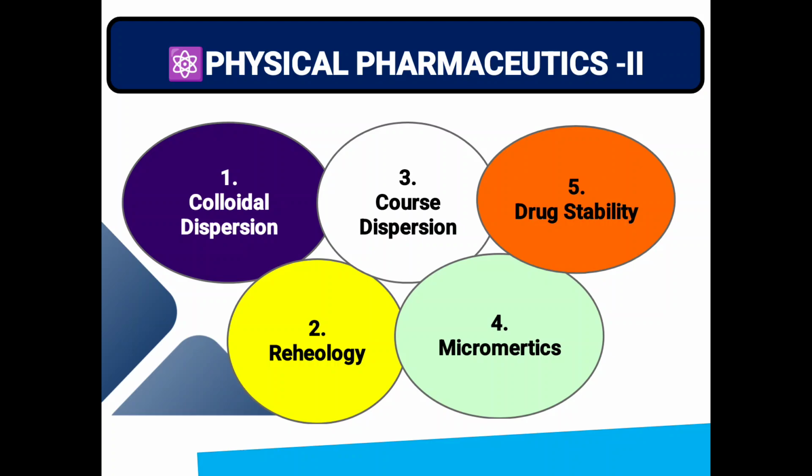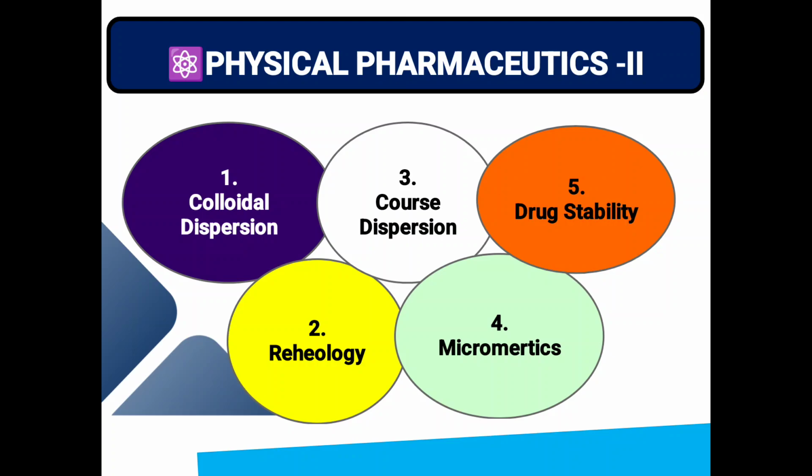Second, colloidal dispersion. Dispersion is a two-phase system. Colloidal dispersions are two-phase, or biphasic, systems in which one solid is dispersed in a liquid medium. Coarse dispersion, for example, is suspension and emulsion. The basic difference between colloidal dispersion and coarse dispersion is size. Colloidal dispersion we cannot see with naked eyes, but the dispersed particle size of coarse dispersion can be seen with the naked eye.